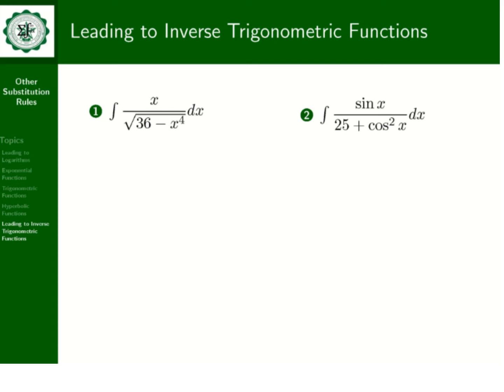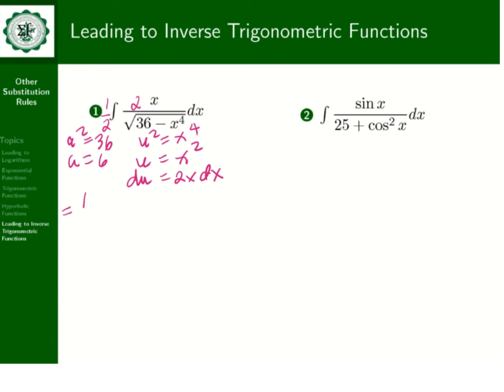For our first example, let us find the integral of x over the square root of 36 minus x raised to 4 dx. So here, a squared will be 36, and so a is 6. And then u squared is x raised to 4, and therefore u is x squared. Now du is equal to 2x dx. So observe that our given has x dx already, so all we have to do is multiply 2 here, and then we put 1/2 outside.